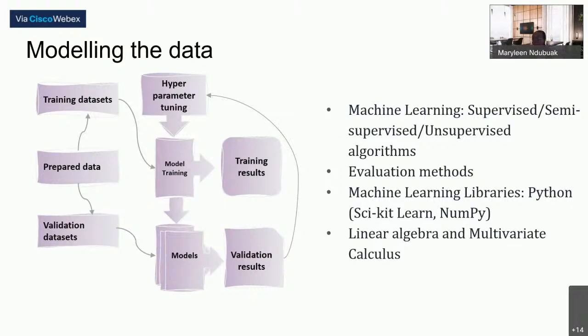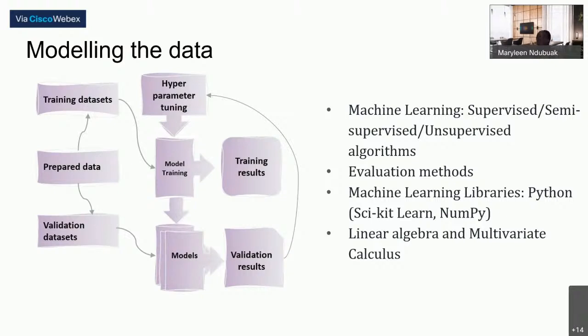Then you need to understand evaluation methods, because not every evaluation method would work for your problem or your question or your kind of data. And not every evaluation method would even work for the algorithm you choose. So you need to have an understanding of the evaluation method. How do you evaluate that your model is good? If you have five models, how do you decide that model A produced better results than the other models, and this is the one we should put into production?